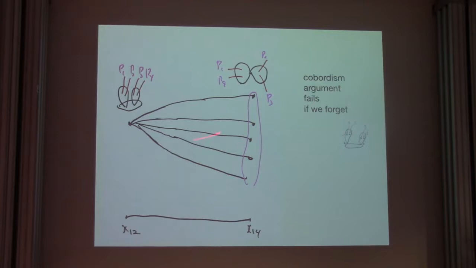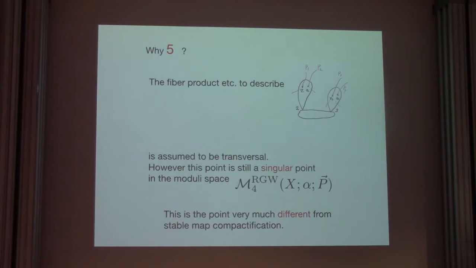And the other thing is why this is 5. So you have to have some particular way of counting. And as I mentioned before, in the situation of usual stable map compactifications, if the fiber product is transversal, it is a smooth point, and there is no multiplicity. But in this situation, this fiber product is transversal, but this point in this compactification is actually still a singular point. So when you perturb it, it comes with a multiplicity. So that is the point. I want to explain how this thing happens.